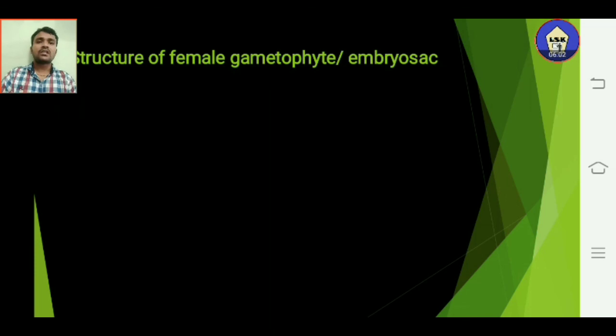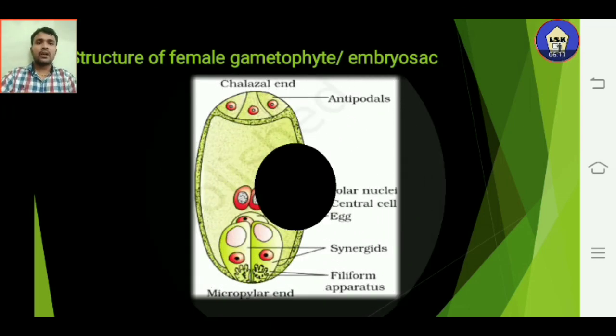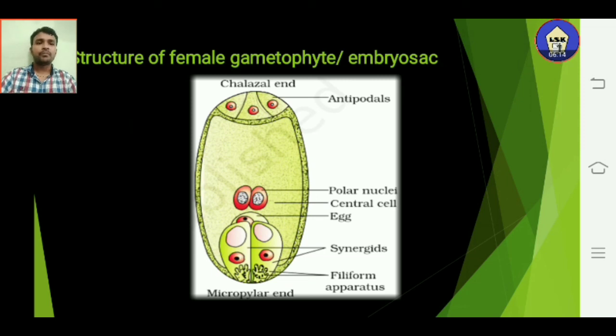Now let us see the structure of the female gametophyte or the embryo sac. What are the structural components of the embryo sac? See here the photograph, this is the diagram of a matured embryo sac. Here, this is the chalazal end and this is the micropylar end. At the micropylar end, as I told earlier, one large size cell is called the egg, and 2 small size cells are called synergids. When compared to the synergids, the egg cell is larger in size, and the 3 haploid cells present towards the chalazal end are called antipodals.